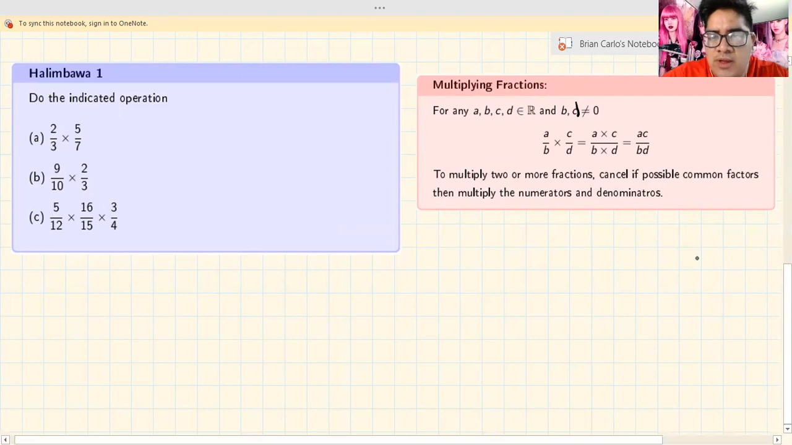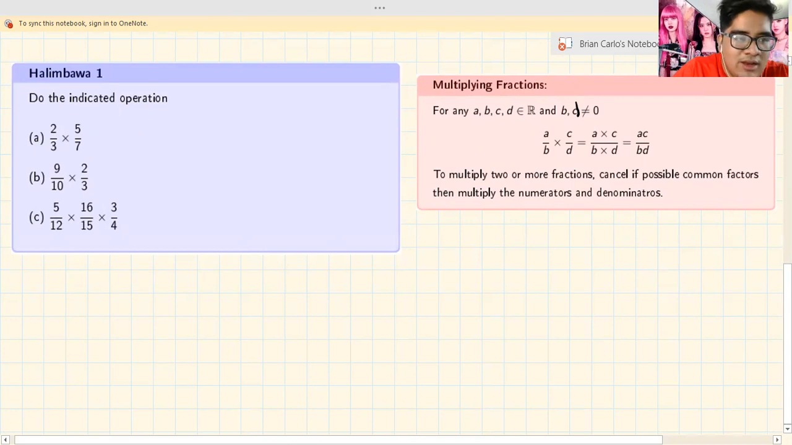Ngayon, how do we multiply? We just multiply across. A over B multiplied by C over D is just equal to A multiplied by C all over B multiplied by D. Or ginagawa natin, yung algebra, pinagtatabi lang natin sila, AC over BD. Ngayon, instructions: To multiply two or more fractions, cancel if possible common factors. Then multiply the numerators and denominators. Denominators yan. Ano yung spelling? So, yun.